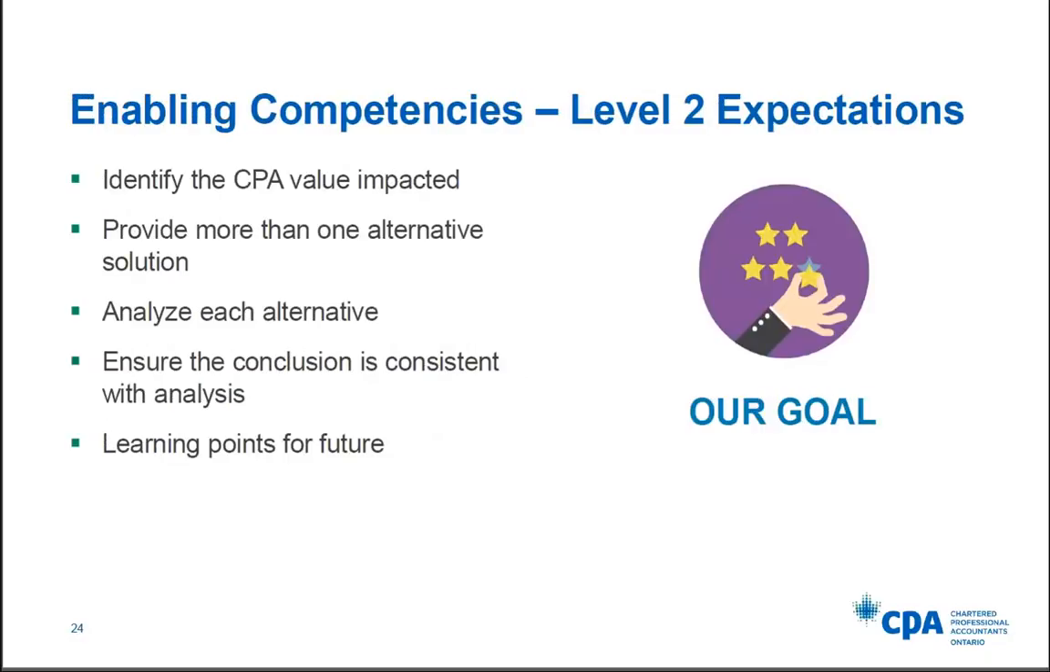To achieve a level 2, you need to demonstrate clearly the CPA value impacted. You need to provide us with more than one possible solution. You need to document your analysis of each alternative and ensure that you are supporting your conclusion with clear and concise decision-making. Equally important, as mentioned, is that you are able to identify some learning points for the future. There is always something that can be improved upon.